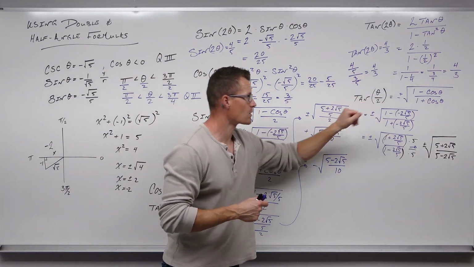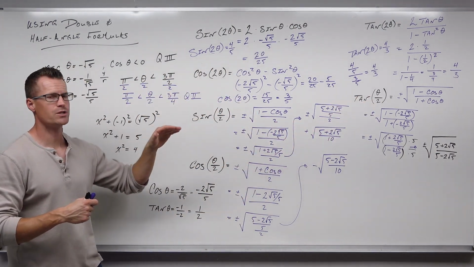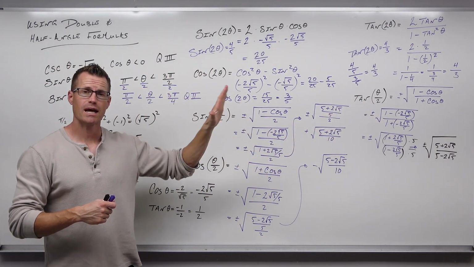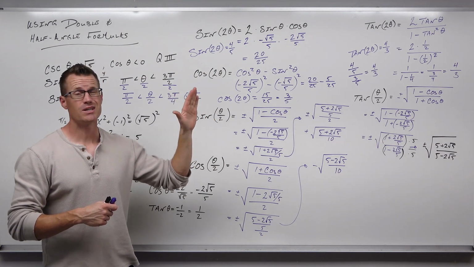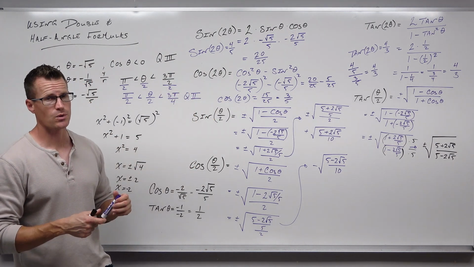So we look back at our theta over 2. Theta over 2 is in quadrant 2. Well, what's tangent in quadrant 2? Tangent is negative, so we're going to take the negative square root of that.